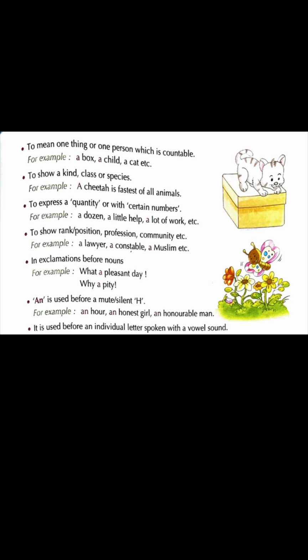An is used before a mute or a silent H, like for example an hour, an honest girl. We all know that when we write the word hour, it sounds like OUR. Okay? So it is used before an individual letter spoken with a vowel sound, like he's an MLA. Even though MLA starts with M, yet we need to understand that M sounds like EM. So we know that it has that vowel sound before M.